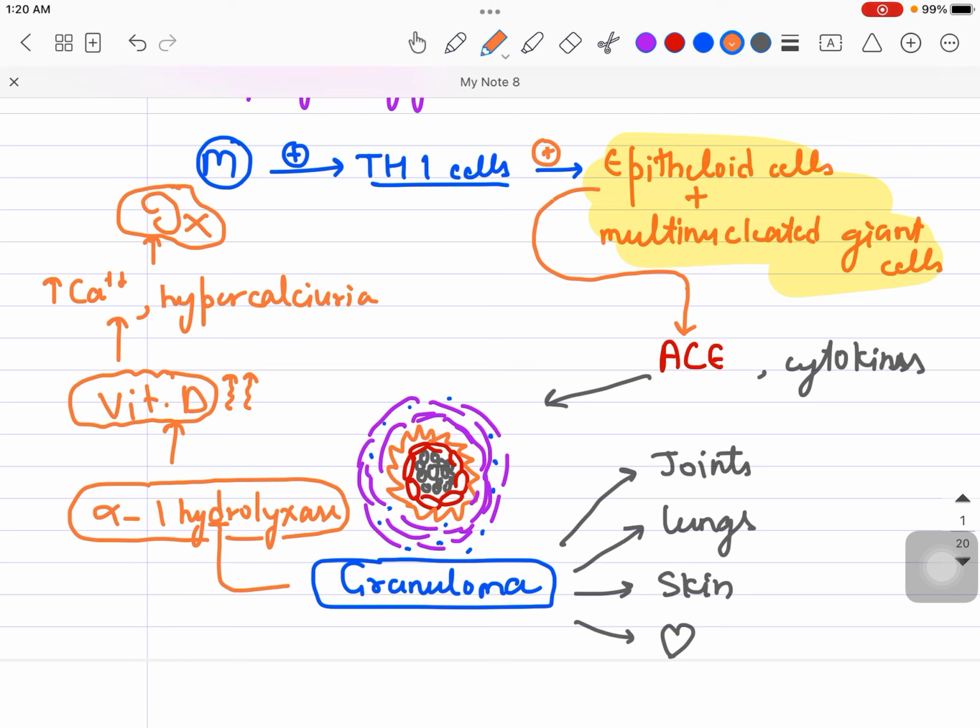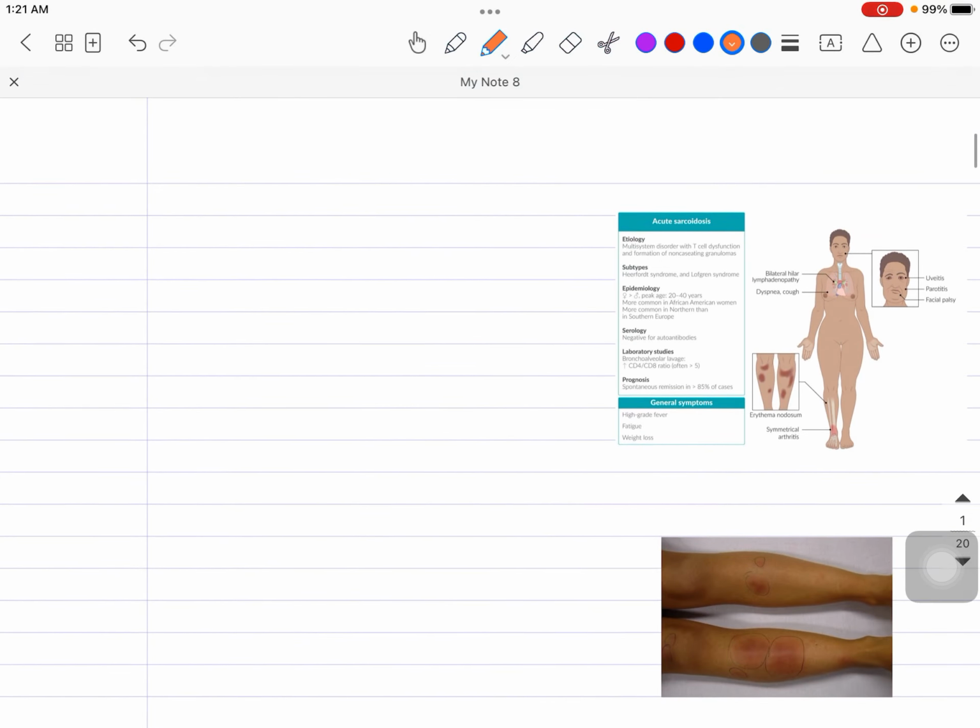Fine. So a question might come: it can increase which enzyme? Alpha 1 hydroxylase. Due to that, what complication might happen? Renal failure. Why can renal failure happen? Because it might lead to hypercalcemia, hypercalciuria, hyperphosphatemia, right? These are some of the points you can remember. Okay, fine. Now going to the very important part, that is the clinical features.